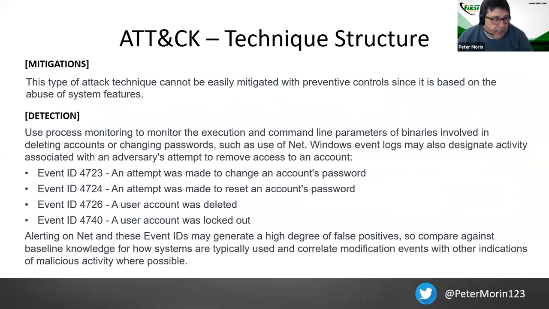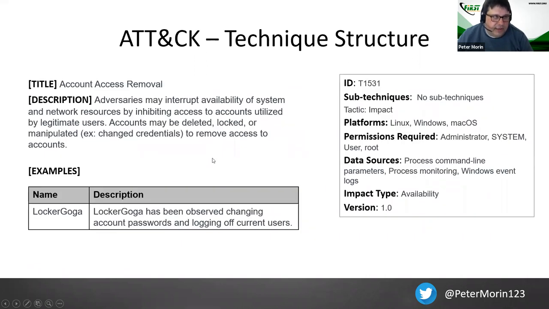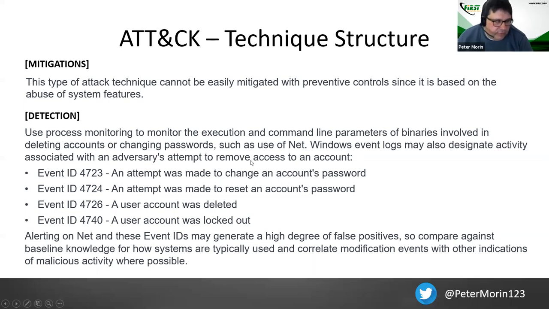The technique also shows us things like mitigations. So for example, it'll tell us how you can mitigate this technique. And then it also shows us detection. As I mentioned earlier, the use of, for example, event logs, I show the example here. Now it's focused on traditional event logs, not Sysmon, but essentially it's saying event IDs 4723, 4724, 4726, and 4740. If you're monitoring for those events, it will give you an indication as to whether or not this specific account access removal technique is being executed in your environment. It also says alerting on net and these event IDs may generate a high degree of false positives, so baseline knowledge of how systems typically use and correlate modification events and other indications of malicious activity where possible.